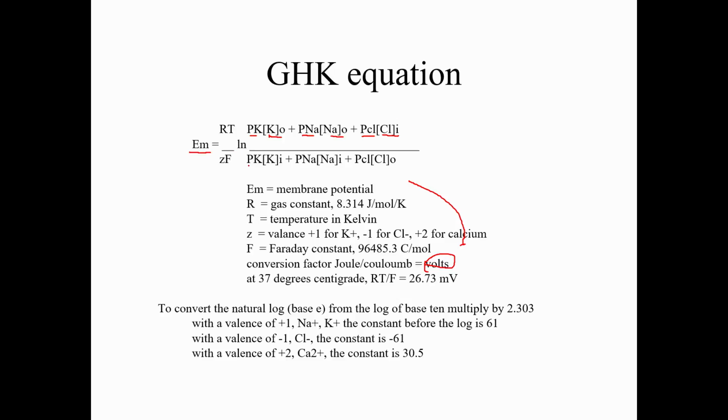On the bottom of our ratio, again, permeability constant for potassium, potassium inside the cell. Permeability constant for sodium, sodium inside the cell. Permeability constant for chloride, chloride outside the cell. So if you take your typical walking, talking neuron and you put in all these numbers, you come up with a resting membrane potential of about minus 70 millivolts.